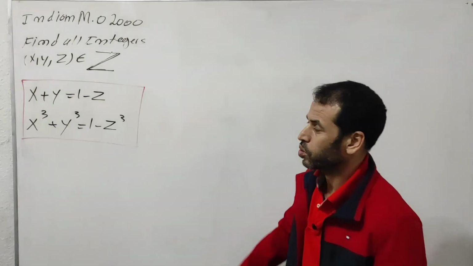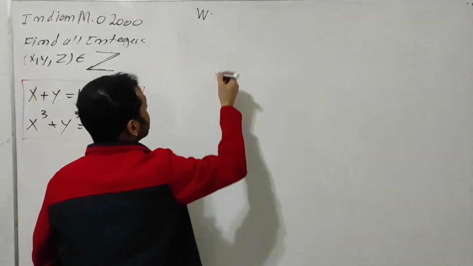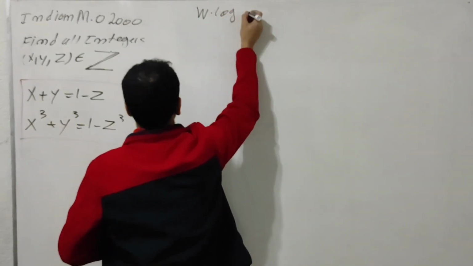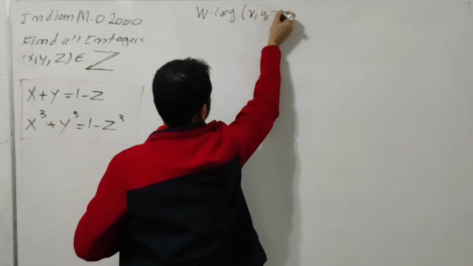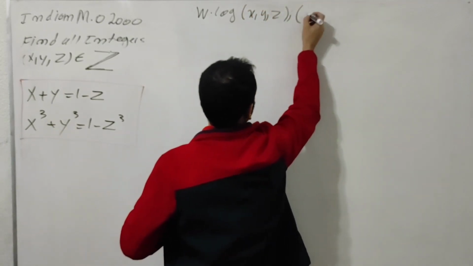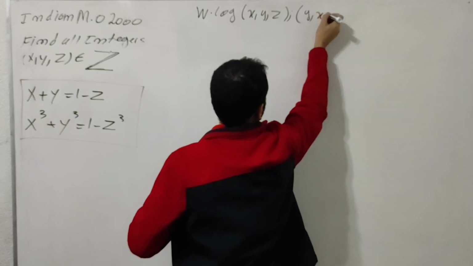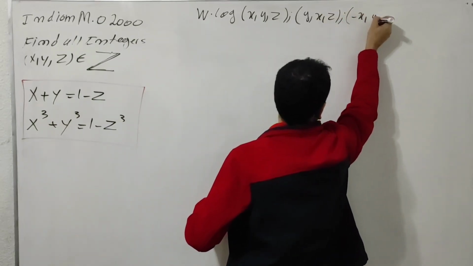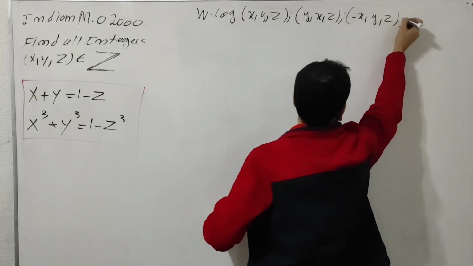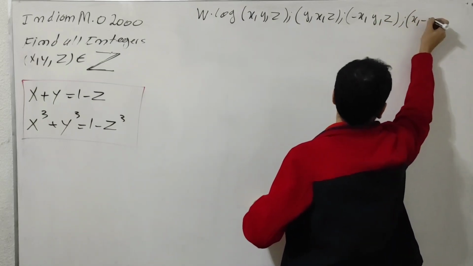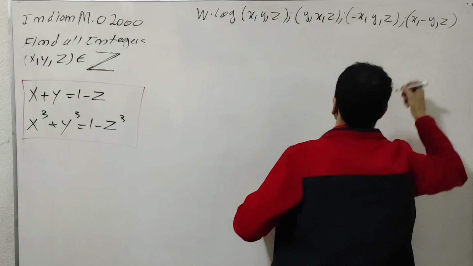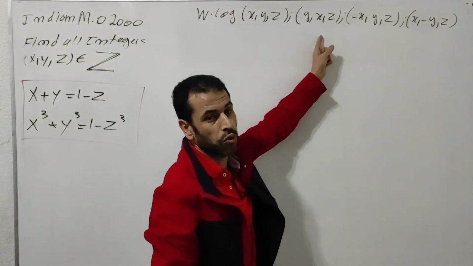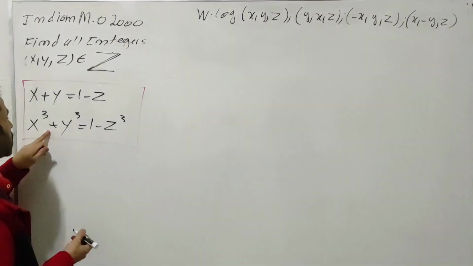Okay, let's get into the solution. Without loss of generality, if x, y, z is a solution, then y, x, z is a solution, and also minus x, y, z is a solution, and x, minus y, z is a solution, because we have symmetry between x and y only. We're going to start with the second equation.